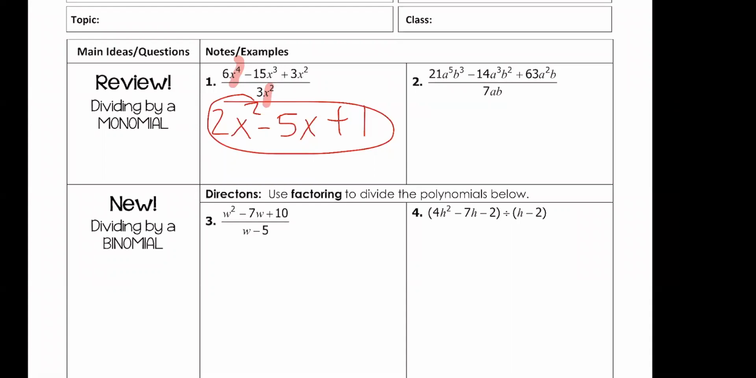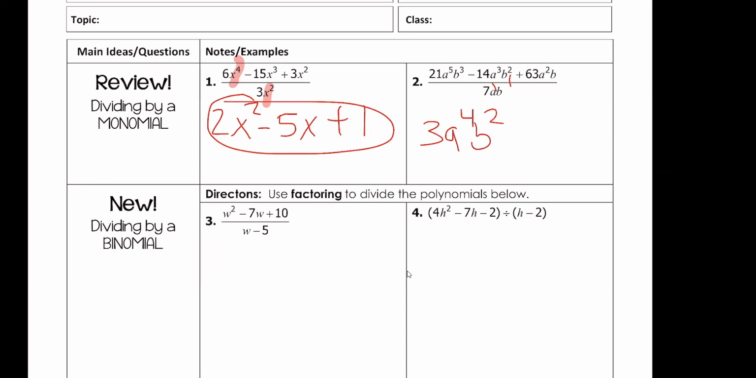But sometimes this is worth checking. I'll be honest, I don't know how many problems this will really apply to, but if you are in a situation where you can divide it like this, you'd rather do this than long division or synthetic division. But like this one, first off, 21 divided by 7 would be 3. And then since this is a first power and a first power, basically you're just going to subtract 1 power from each one of the variables. So a to the 5th would be a to the 4th, b to the 3rd would be b to the 2nd. Basically, you're canceling out one of those variables.